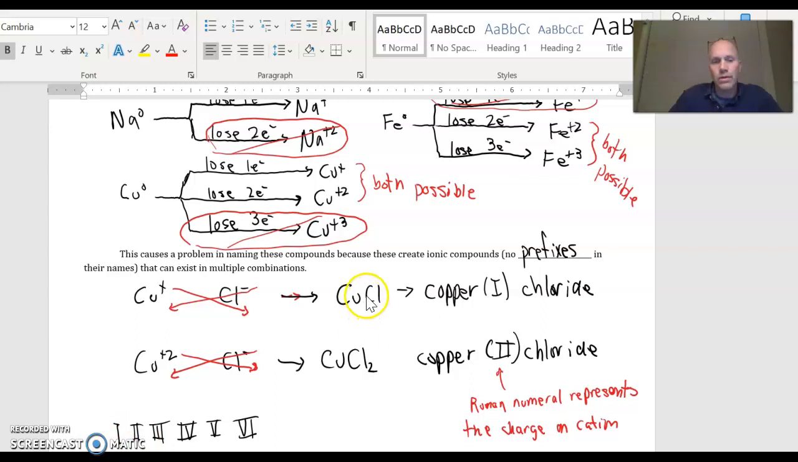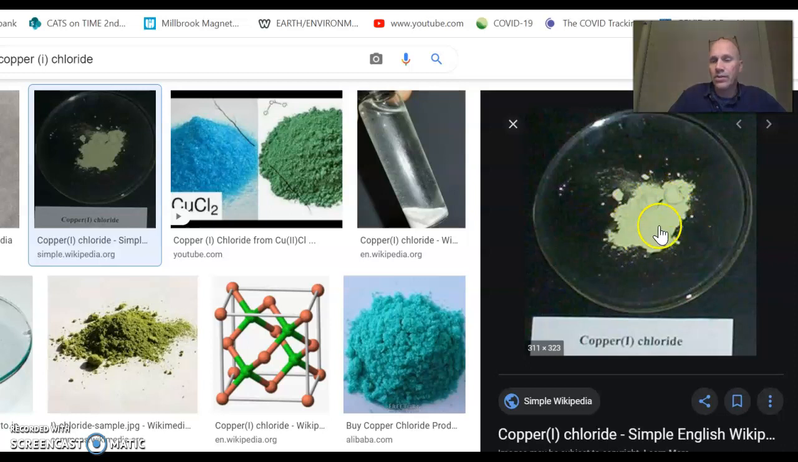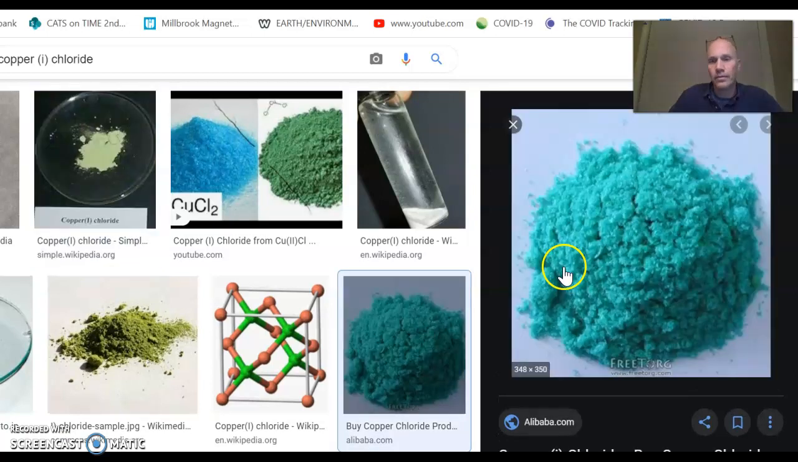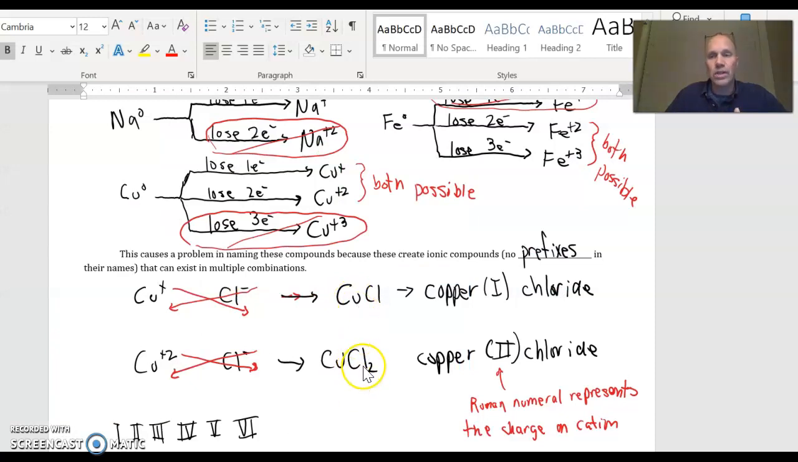And it's important to note that these are two entirely different compounds. Even though they are both ionic compounds comprised of copper ions and chloride ions, this one right here, CuCl, looks like this right here. It's a pale green solid, and it has its own melting point and its own set of physical properties. The other compound has a much deeper green color and is much more soluble. So it's not just a trivial difference between the two. These are two different compounds, just like sodium chloride would be different from potassium chloride, for example.